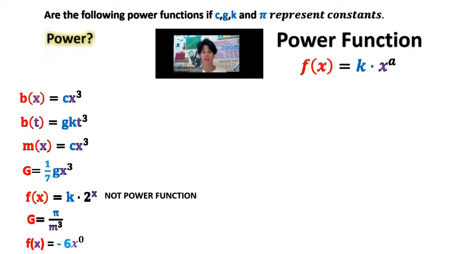Next, let's focus on the power. In the first one, the power is 3. I'm highlighting those in yellow. In the next one, the power is also 3. The third one, the power is 3 again. And the fourth one, 3. Okay, our f of x equals k times 2 to the x is not a power function, so that's an irrelevant question. Then we get down here to g equals pi m to the third.